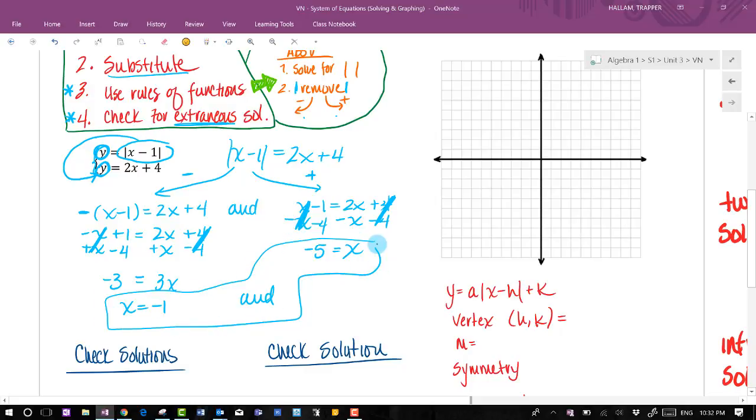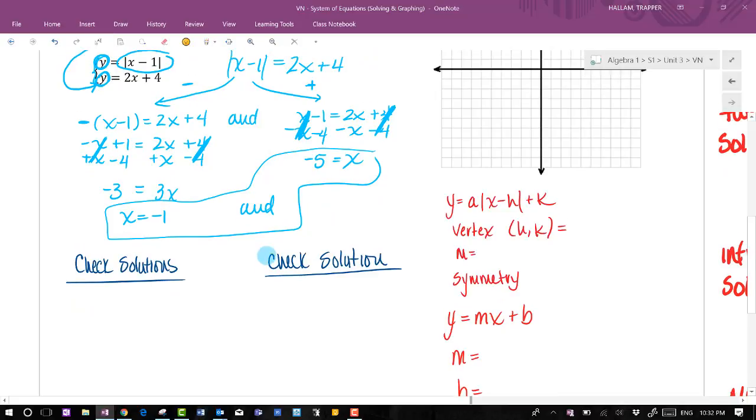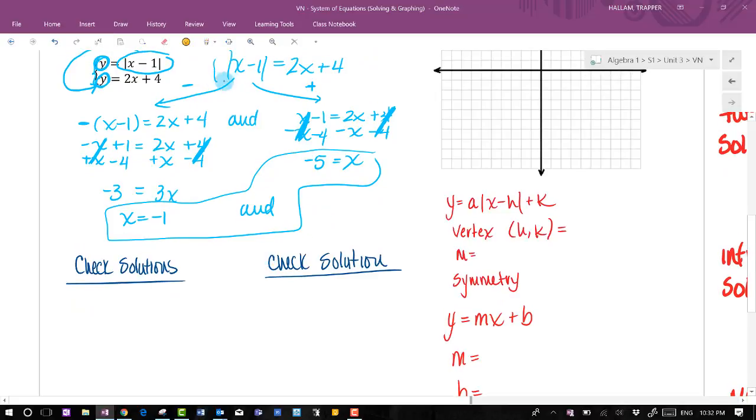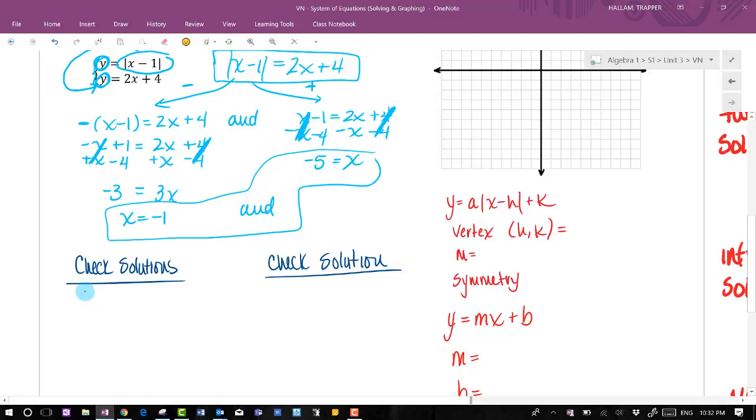I don't know if they're both solutions, and I don't know which one is. So now we have to check those solutions. We're going to plug them back into our original equation that we started with. I'm going to switch colors at this point. Instead of putting x up here this time, I'm going to put negative 1. So I'm going to put the absolute value of negative 1 minus 1 equals 2 times negative 1 plus 4.